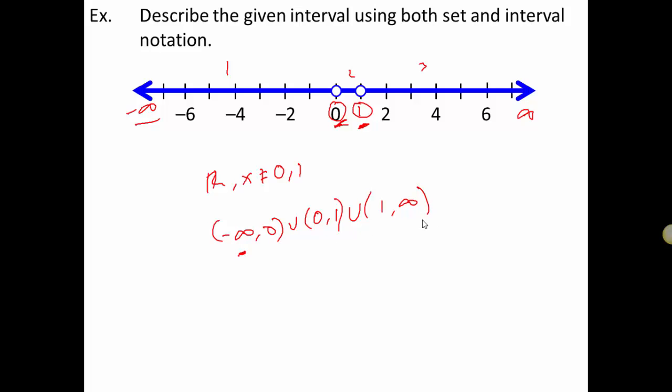So notice what I have here as I read it from left to right. My ultimate left boundary is -infinity. My ultimate right boundary is positive infinity. I have a break at 0. And I have a break at 1.